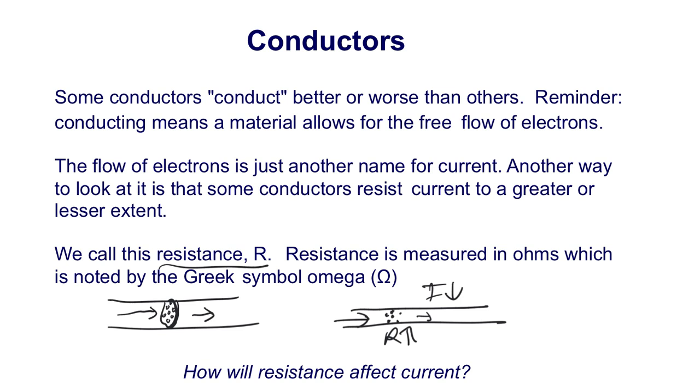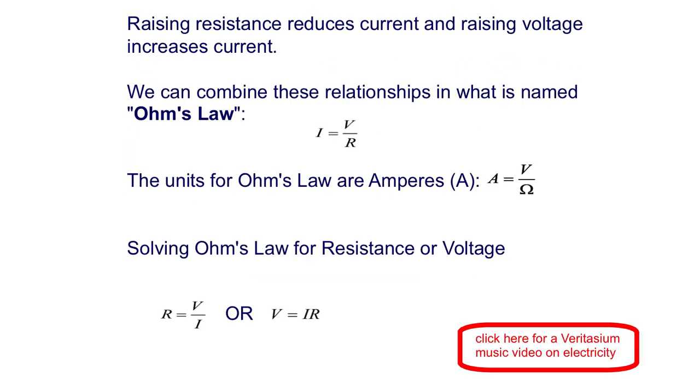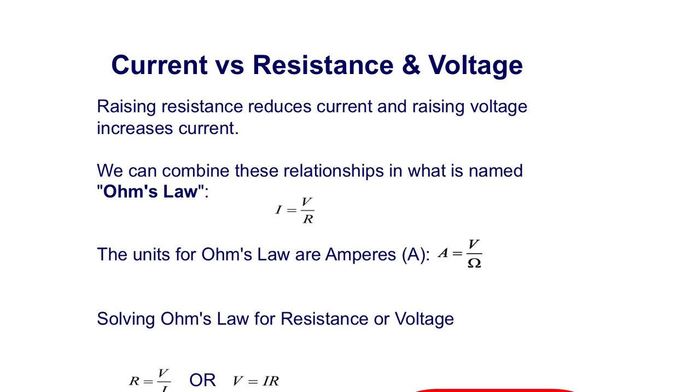Pretty simple. Now, copper wires have very low resistance unless the wire is very thin and very long. Then the wire will get heated up and might melt. So electrical resistance is measured in ohms. The symbol for ohms is this Greek symbol omega. So there are two factors that affect the current.